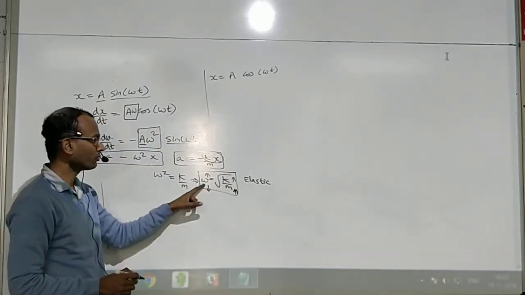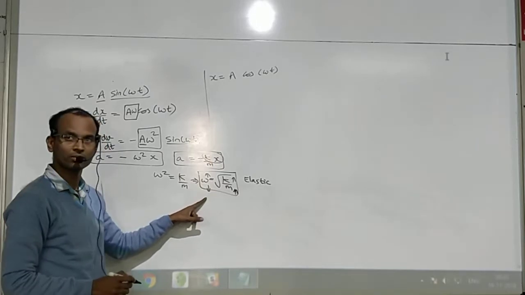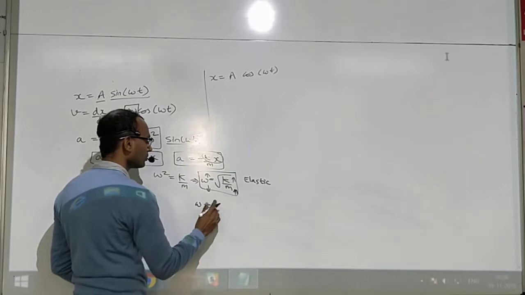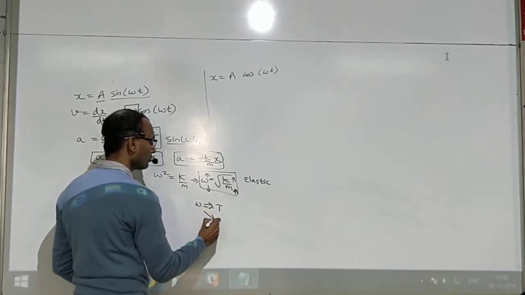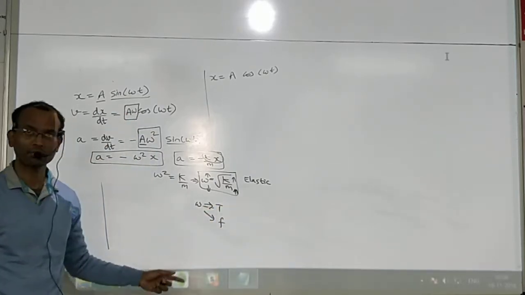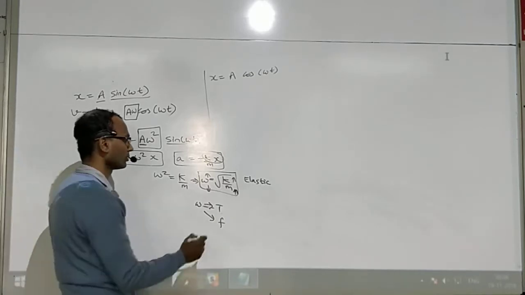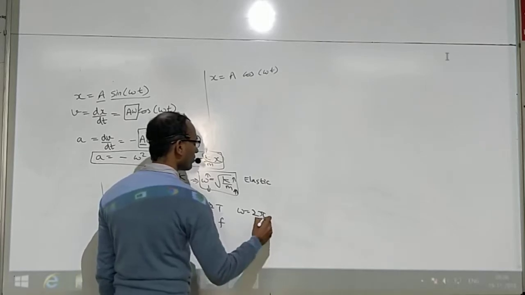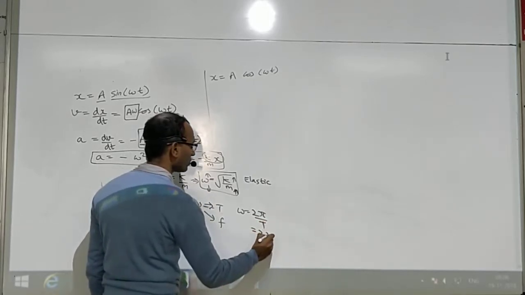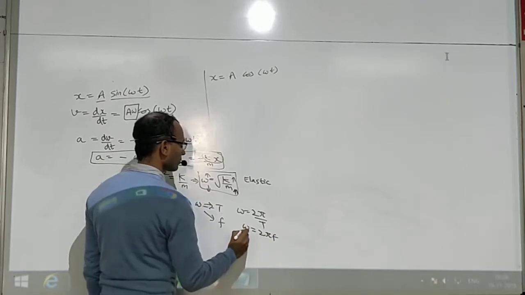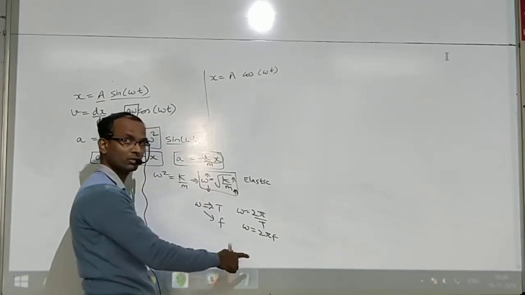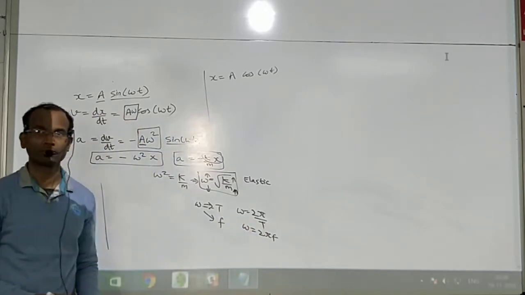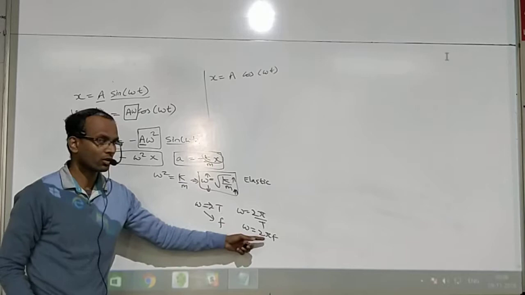Correspondingly, instead of frequency, you can compare it with time period. So this omega gives you the time period. It also gives you the actual frequency, which is 1 by time period. So omega is 2 pi by time period, and 1 by time period is frequency, so it's also 2 pi f. So omega is proportional to the frequency, and time period is inversely proportional to omega. So in the exam questions, you can find out any of these.